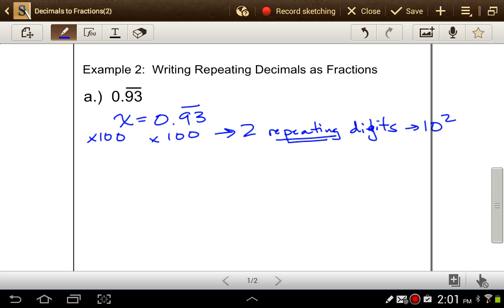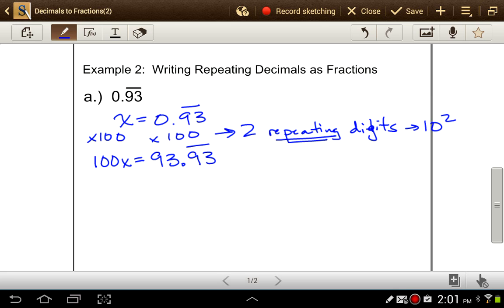Do your math. 100 times x is 100x. The right side ends up being 93. Move the decimal point over 2. Point, remember, it's repeating, so I still have 93s afterwards for as long as I need them. Now that's my first step.